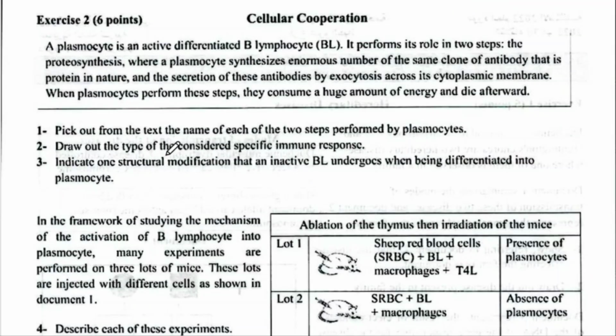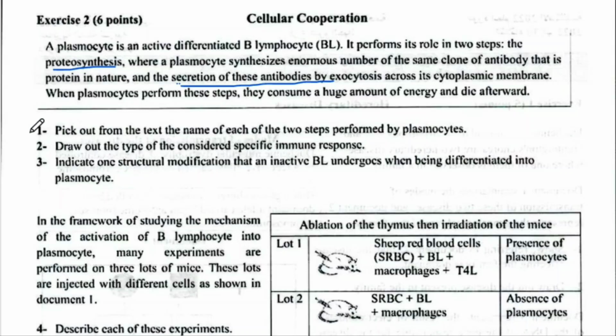For exercise 2, a plasmacyte is an active differentiated B lymphocyte. It performs its role in two steps: the proteosynthesis, where plasmacytes synthesize an enormous number of the same clone of antibody, which is protein in nature, and the secretion of this antibody by exocytosis across its cytoplasmic membrane. When plasmacytes perform this step, they consume a huge amount of energy and die afterward.